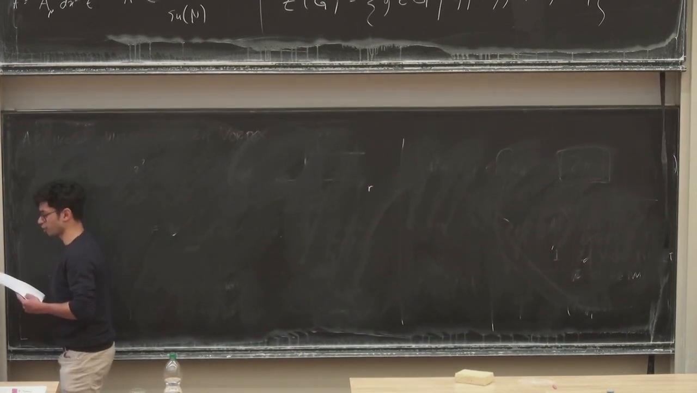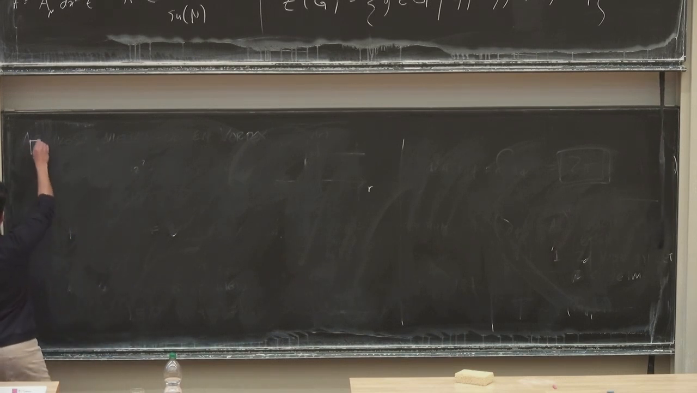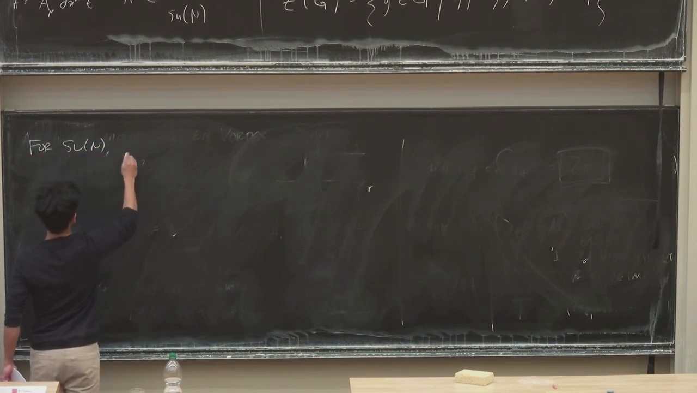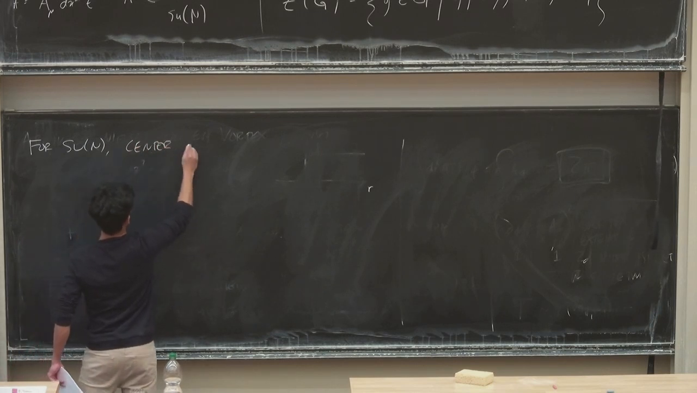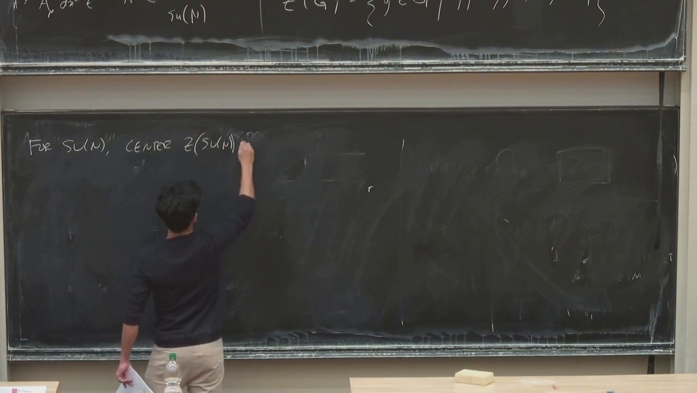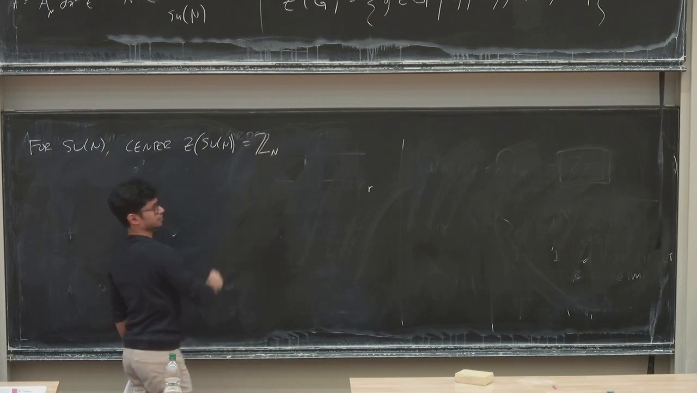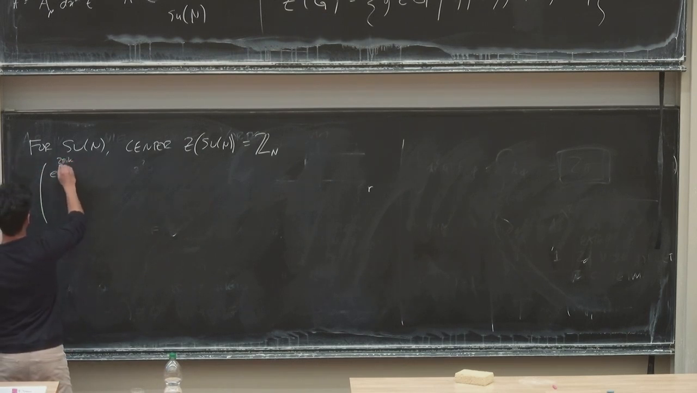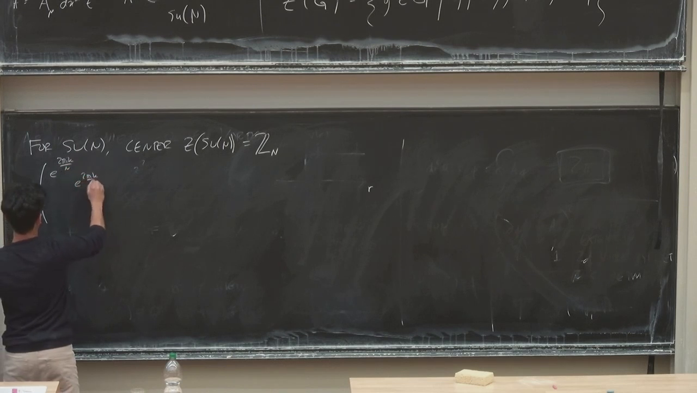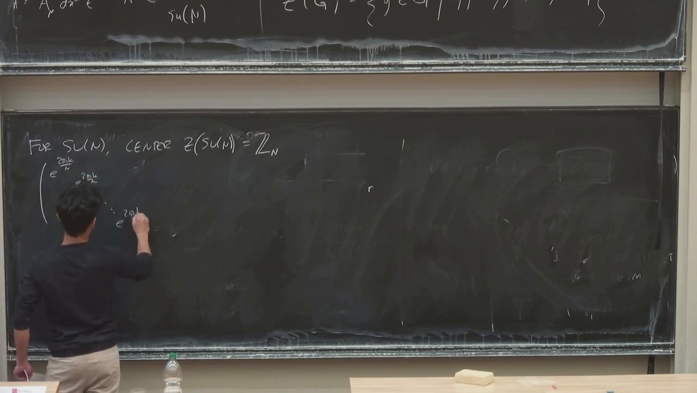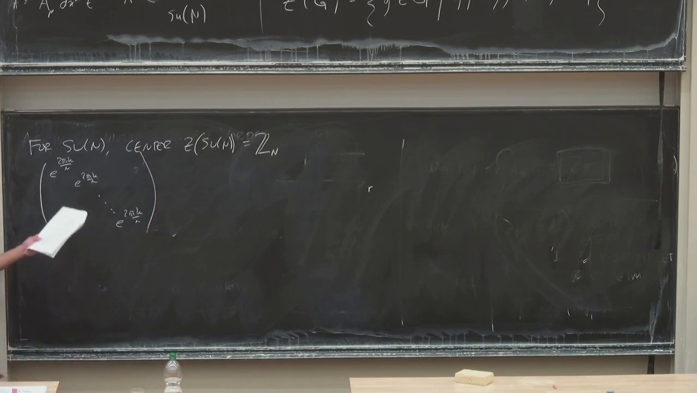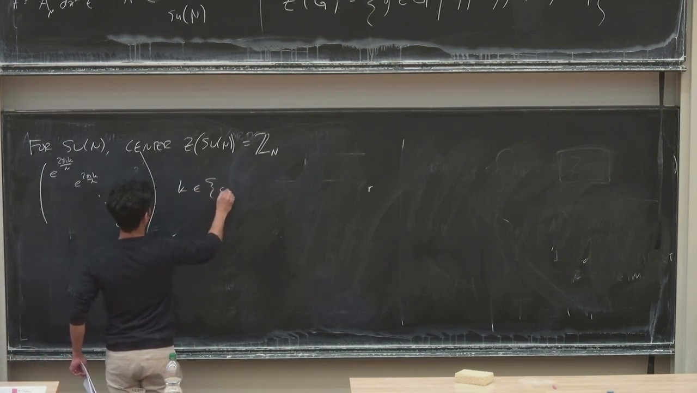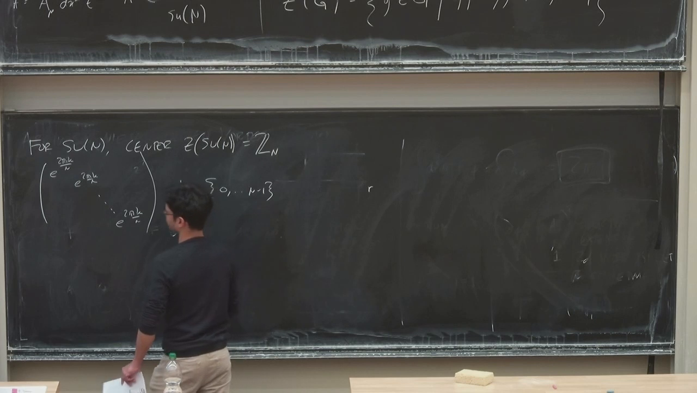So let me first remind you, for concreteness, what the center is for SU(N) gauge theory. I'm mostly going to talk about SU(N). The center Z of SU(N) is Z sub n. And the way to see this is, if you write it in a matrix representation, consider the following matrices: e to the 2 pi i k over n, repeated along the diagonal, where k is taken from 0 up to n minus 1.